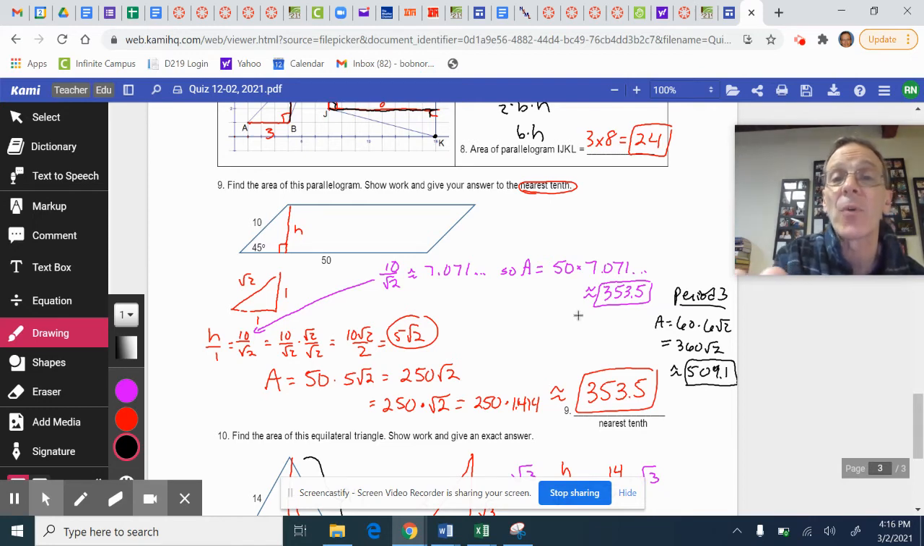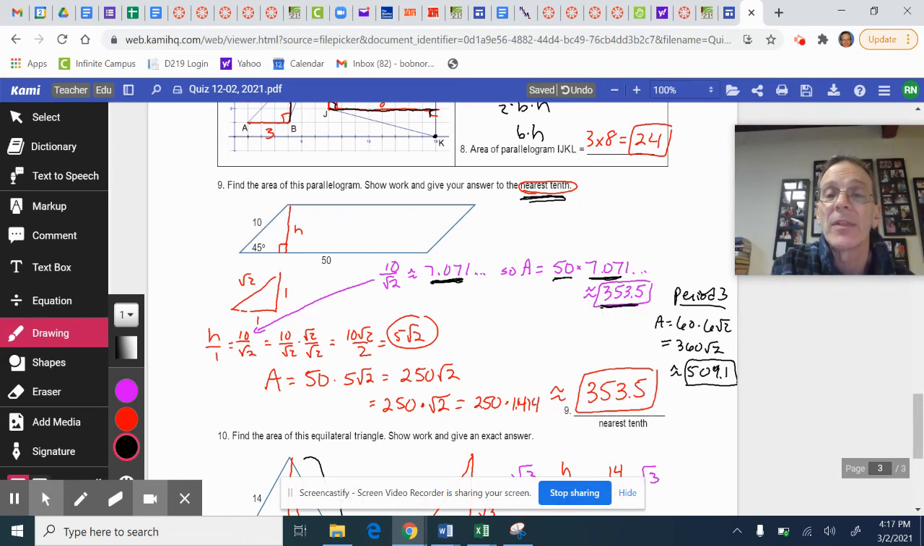Now, I asked for an answer to the nearest tenth. Let's talk about that in a couple of ways. Since I did that, one option for you was to immediately reach for a calculator and punch in 10 divided by radical 2, and you would have gotten 7.071. And then you could have multiplied your base 50 times your height 7.071 and gotten your area that way.